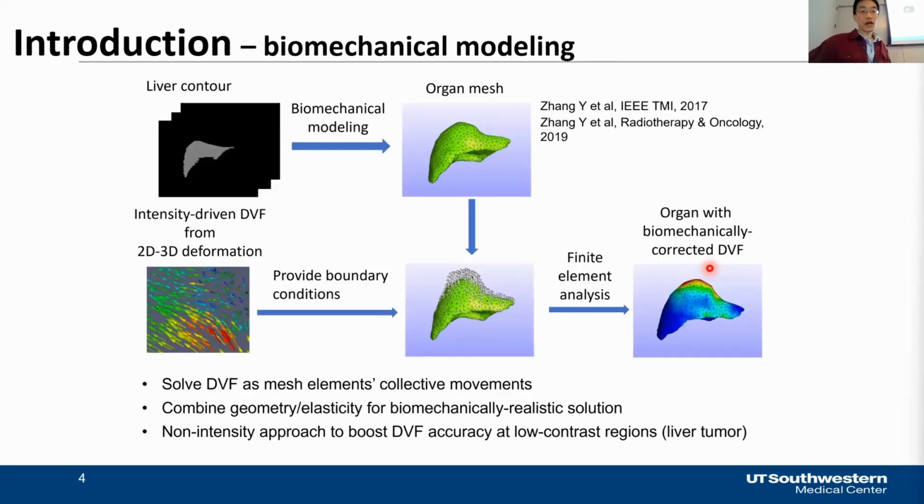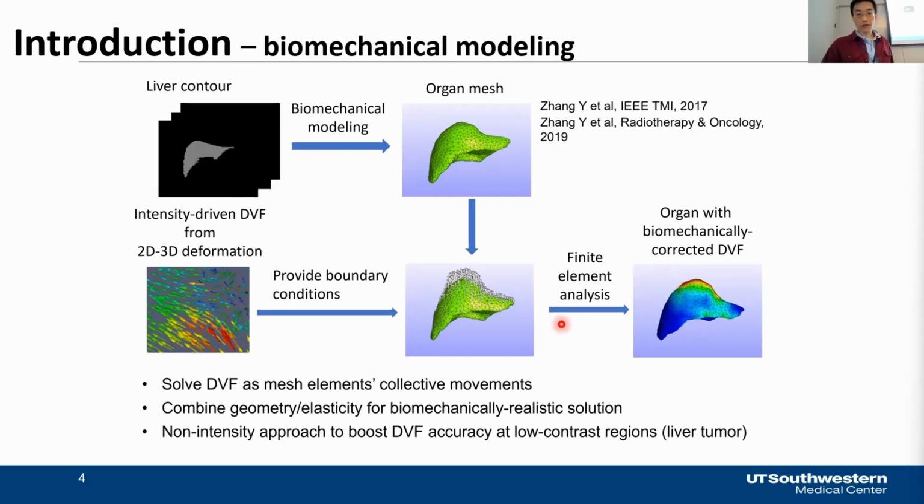The basic idea of biomechanical modeling is that we model the liver by some biomechanical model. Then we use the liver surface boundary deformation estimated in the first step, the 2D-3D deformable registration, as the boundary condition. Then we solve this boundary value problem to obtain the intra-liver deformation and use that to track the liver tumor.